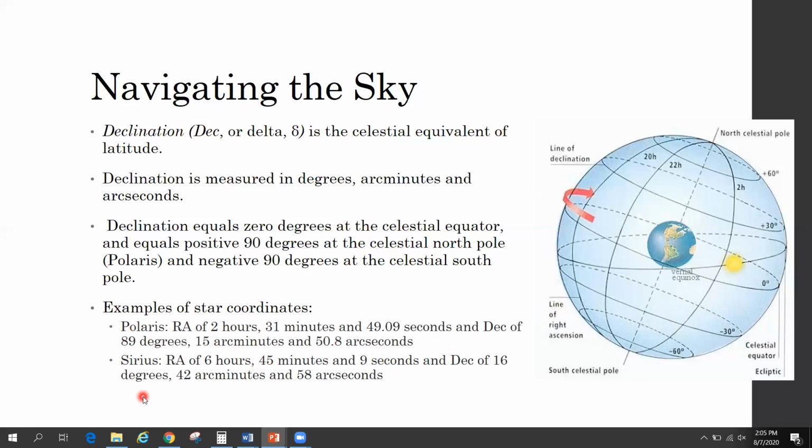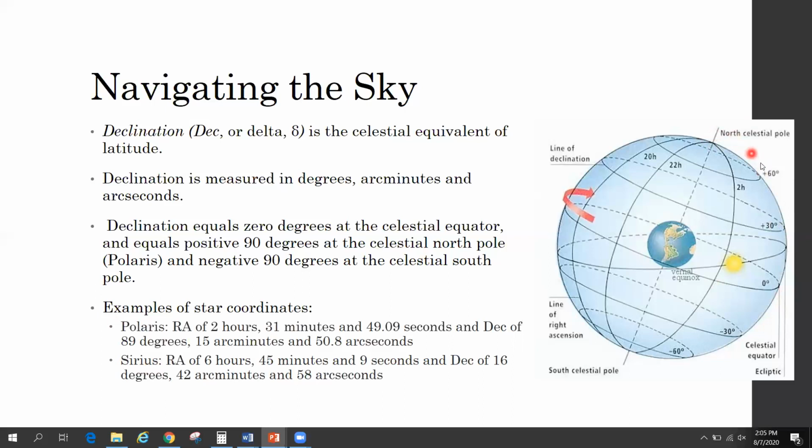Sirius, the brightest star in the sky, has a right ascension of 6 hours, 45 minutes, and 9 seconds. So again, a little further east away from the prime meridian than Polaris is. And its declination is only 16 degrees, 42 arc minutes, and 58 arc seconds. So again, its declination is 16 versus Polaris's 89. And that kind of explains why Polaris is almost right at the north celestial pole.